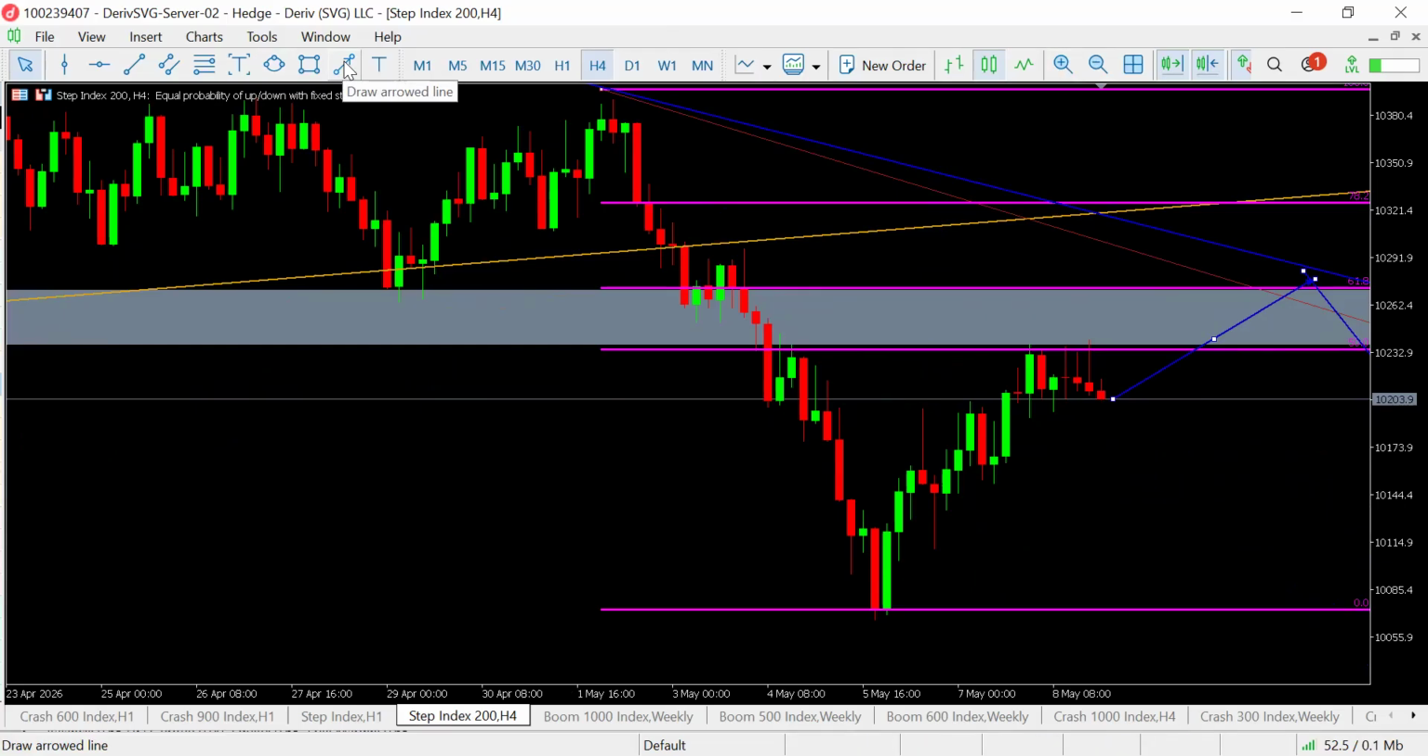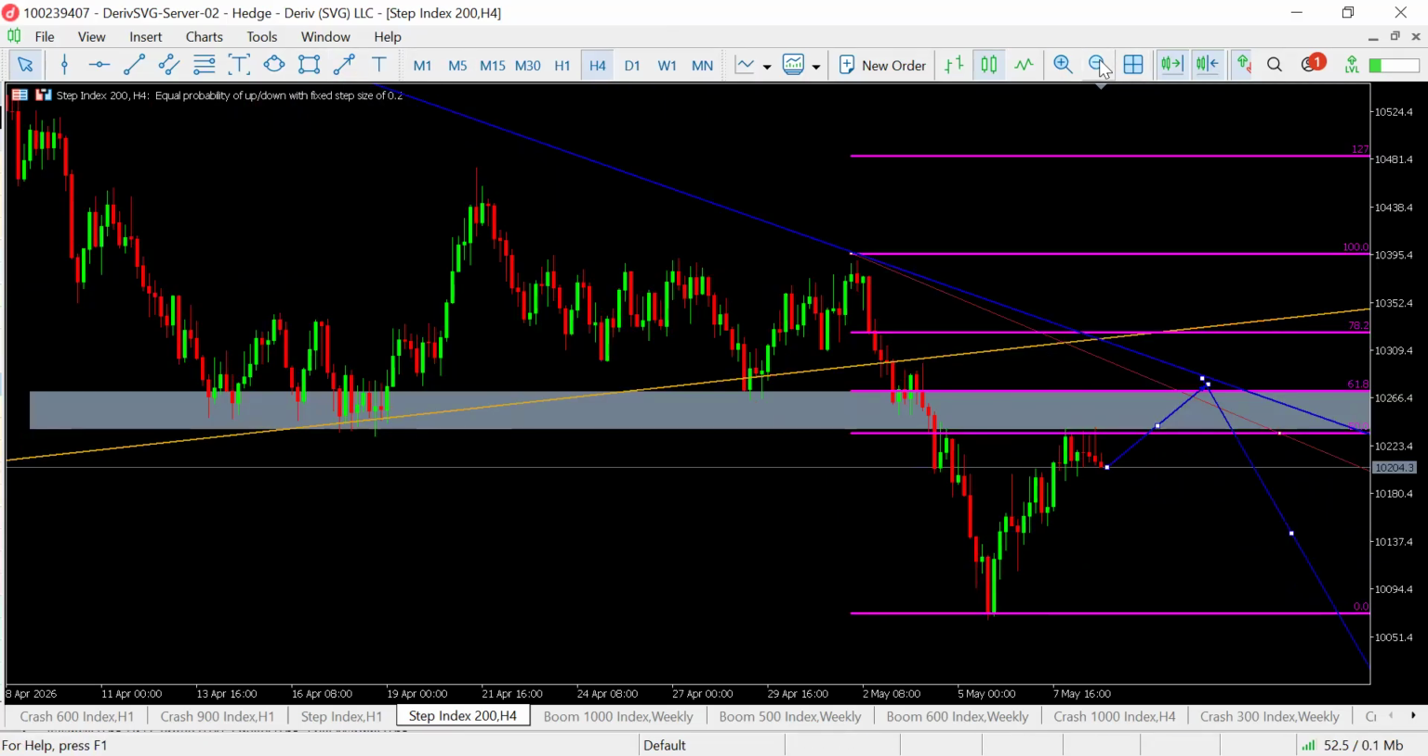If you're into the trading of Deriv synthetic indices, you can always compare this with your analysis this weekend and try to take advantage of whichever one plays out or aligns with your own analysis or understanding of the market.